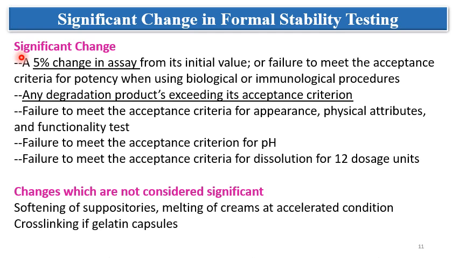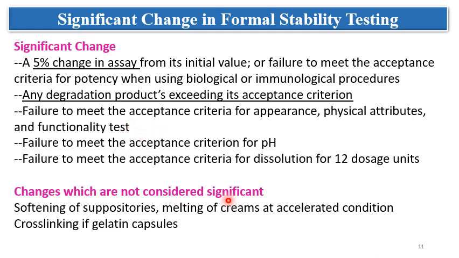If you load white tablets into the stability and at the end of 6 months accelerated storage condition, the tablet becomes slightly yellowish in appearance, that is also a significant change because appearance is changed. Here I have given some examples from the ICH Q1A: a 5% change in assay is a significant change. Any degradation product exceeding the acceptance criteria is a significant change. Changes to the pH, failure to meet the acceptance criteria of dissolution for 12 units, that is also a significant change. So these are some of the examples.